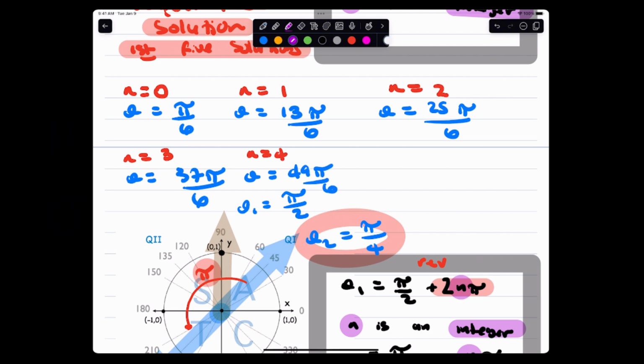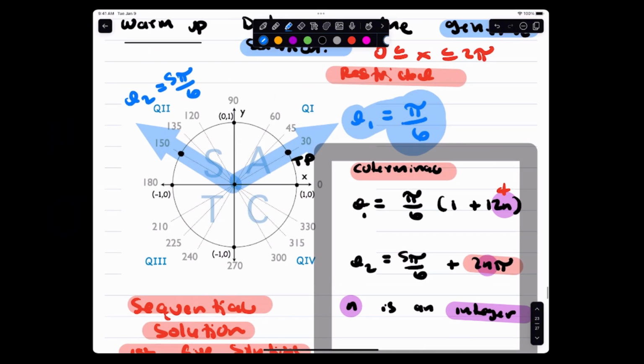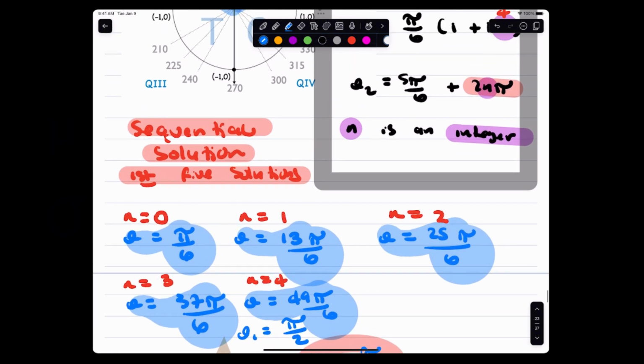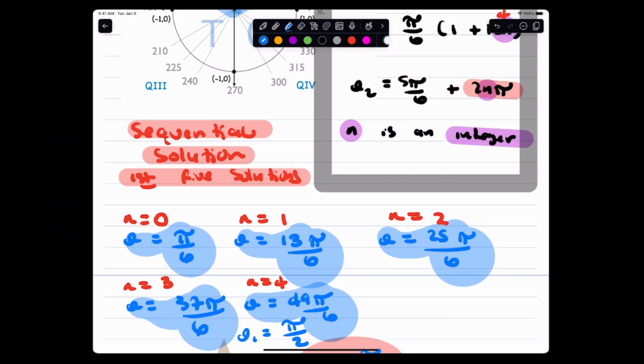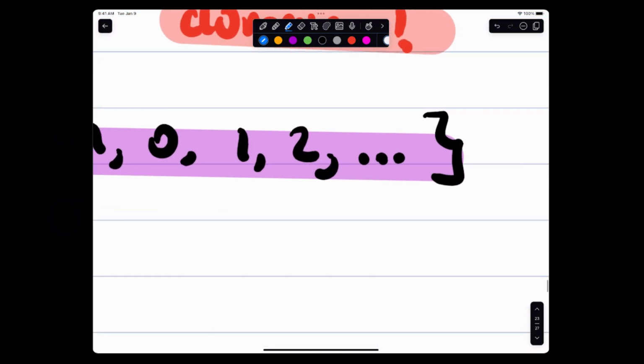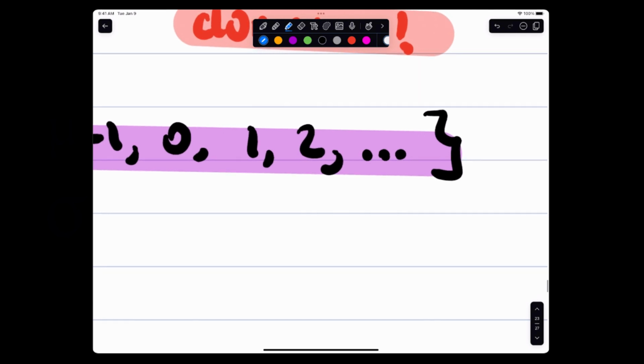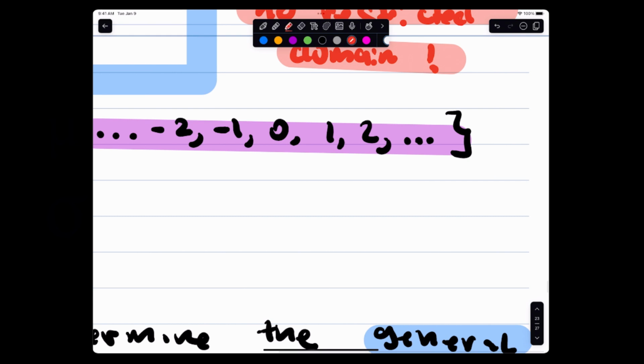So ladies and gentlemen, all of these are the solutions for that first theta being pi over 6. These are all the coterminal solutions by just changing the value there of what? N. Yeah, it goes on forever. You say, what do you mean? This goes on. You see the 3 dots? It goes on forever. Infinitely many solutions.